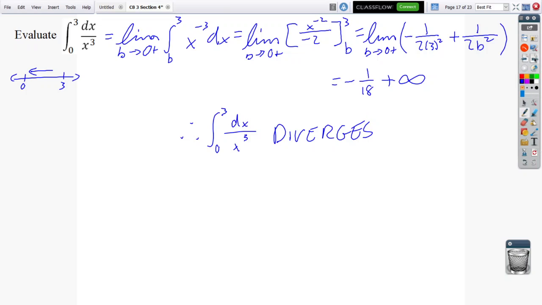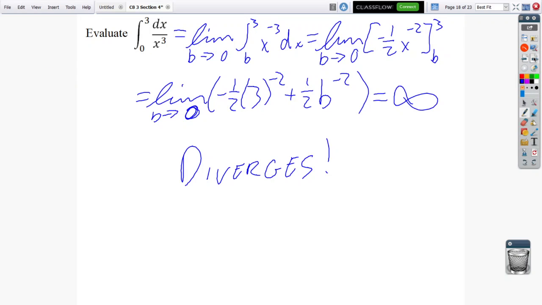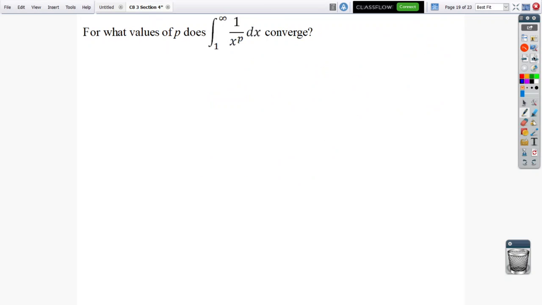Period. I think we've got one more concept here. One more concept. I'm going to give you all a p-test. The p-test occurs when we're talking about the integral from 1 to infinity of 1 over x to the pth. So we're going away from our infinite discontinuities. We're going back to the infinite limits.